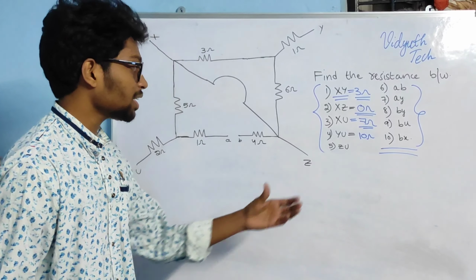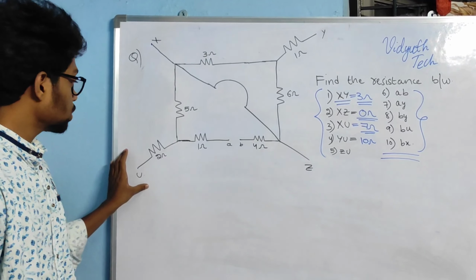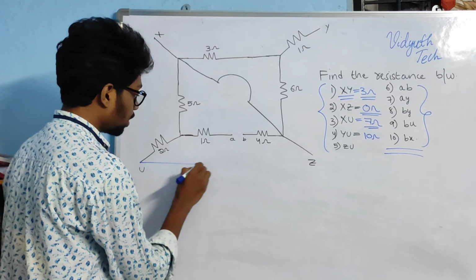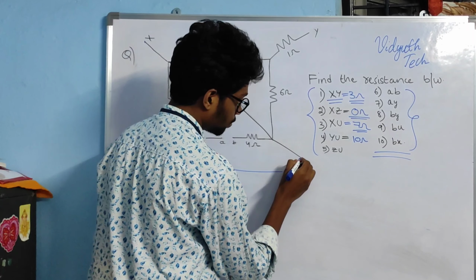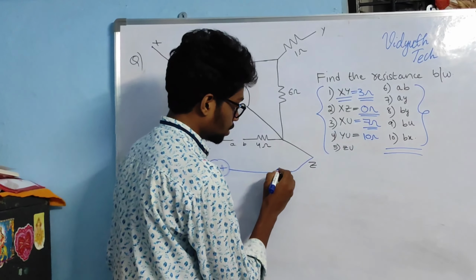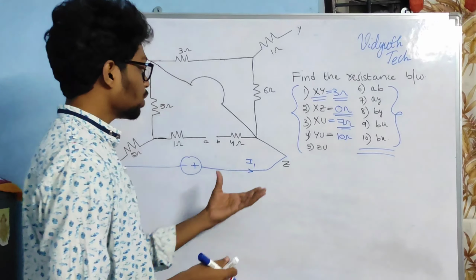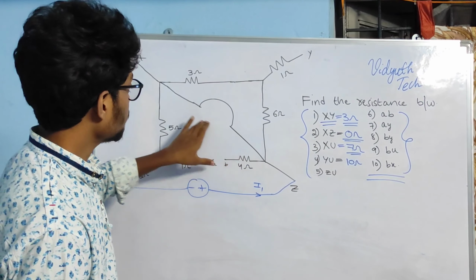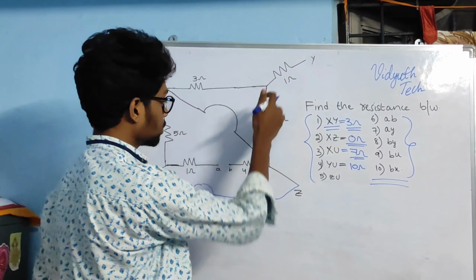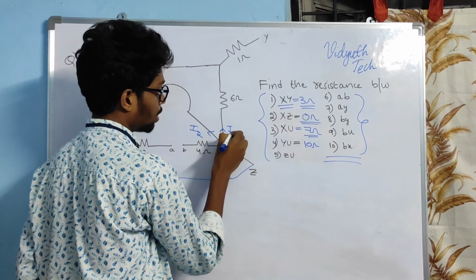Friends, coming to the equivalent resistance between Z and U terminals. Here you can see the Z terminal, here you can see the U terminal. So we have to find the equivalent resistance between Z and U terminal. So I am applying the voltage source over here. I am taking the current directions to avoid confusion. So this is the I1 current. You may assume any notation. Here is the path, and here is another path. This is I2 current and this is I3 current.